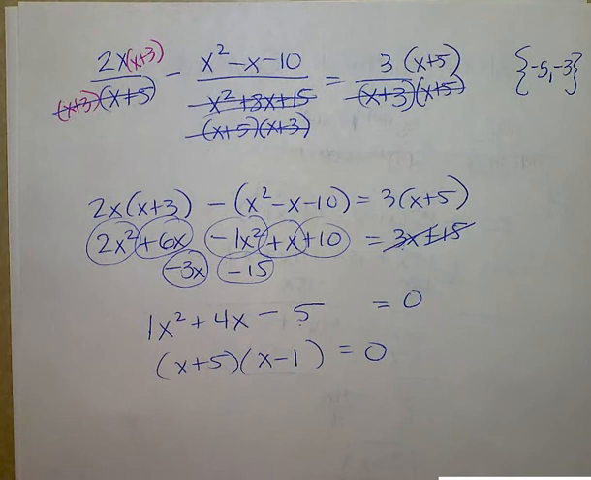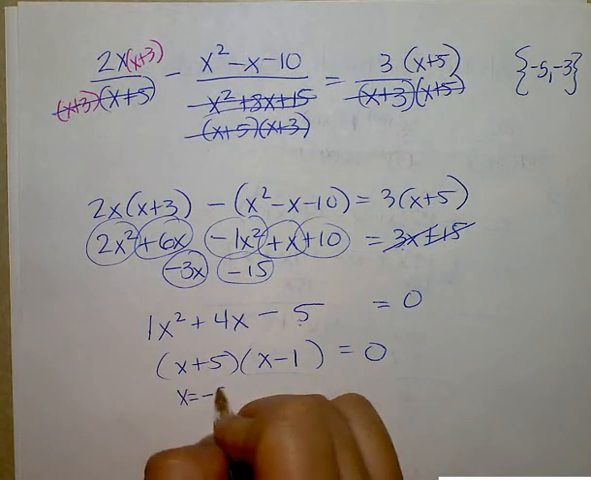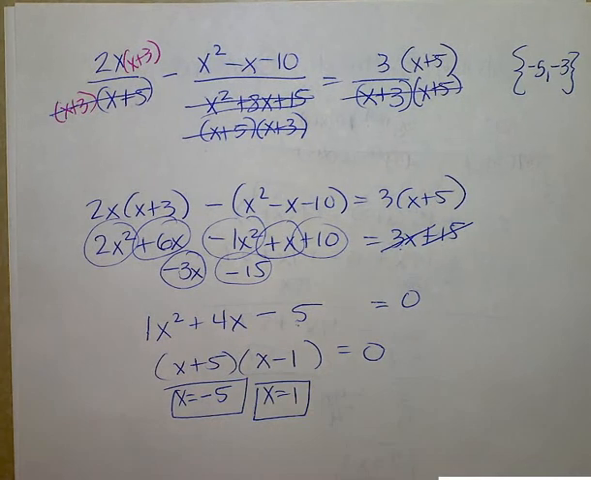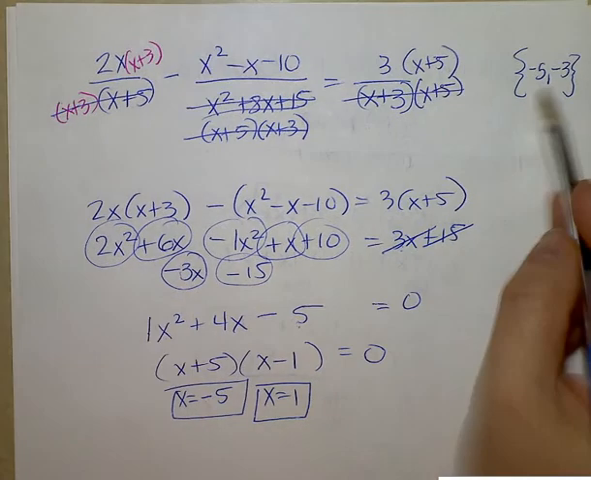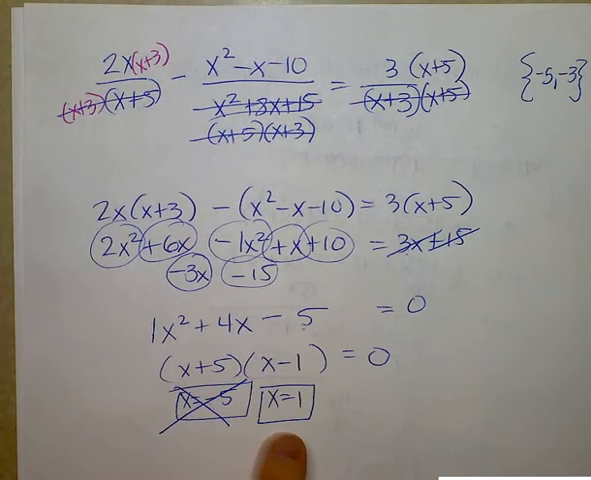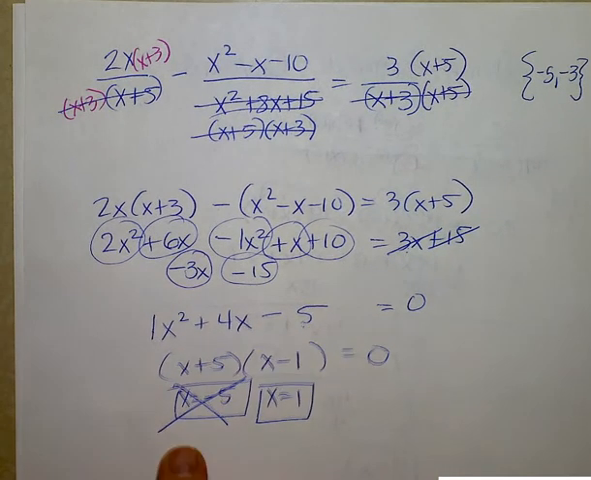Okay, what makes this equal then? x equals negative 5 and x equals positive 1. But there's a problem. We have to look at our answers and go back up to the excluded values. Do either one of these answers belong to the excluded values? Cross out whatever one is excluded, and we only have one answer of x equals 1. They call this an extraneous solution.